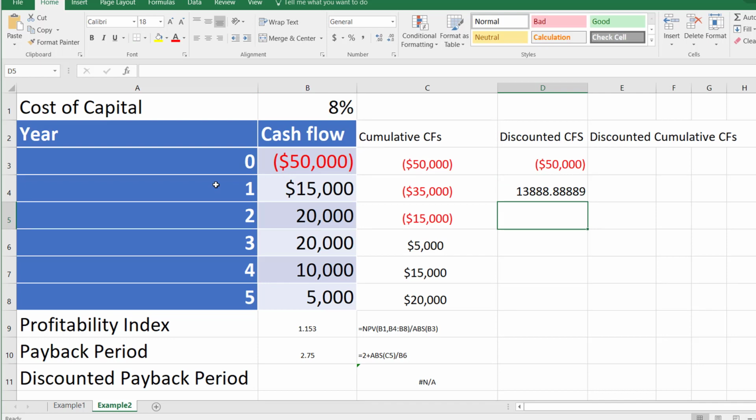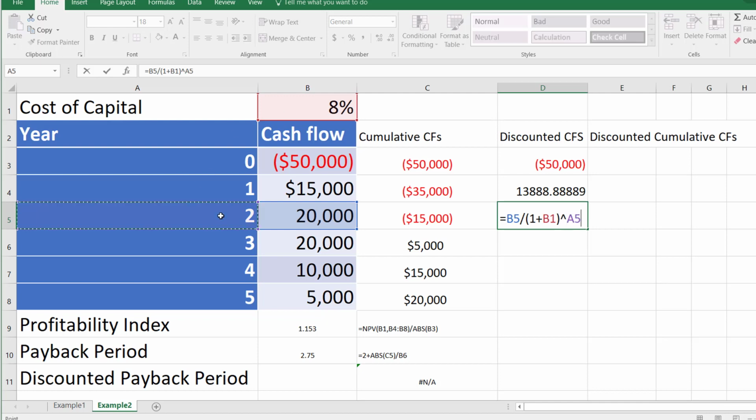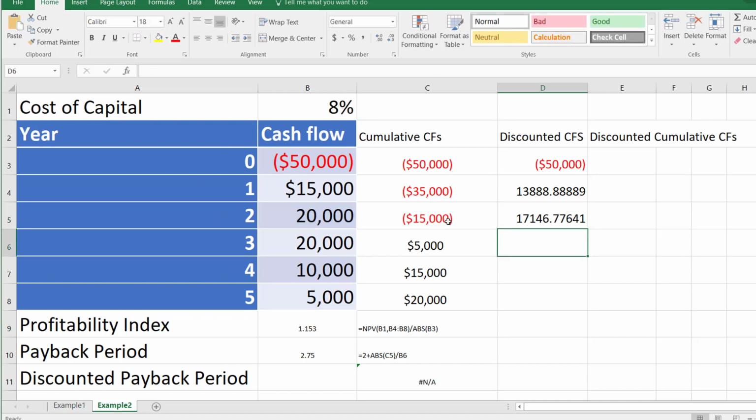And to compute the present value or discounted cash flow for year 2, you again take the second year cash flow over 1 plus the discount rate, and this is the cash coming to you after 2 years, so you want to discount it by 2 periods, so the power has to be 2. By doing this, you can find the present value of the cash flow you're going to get in year 2.